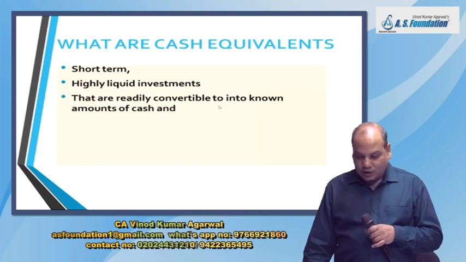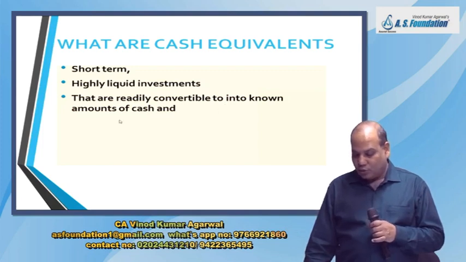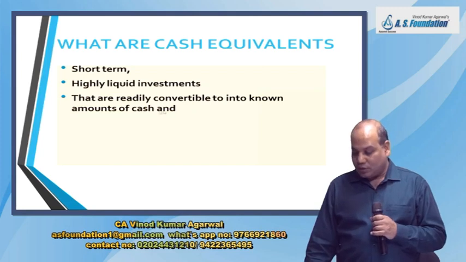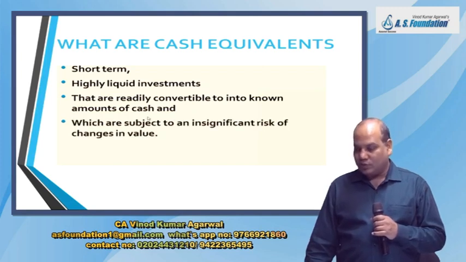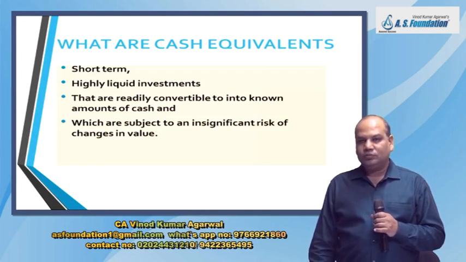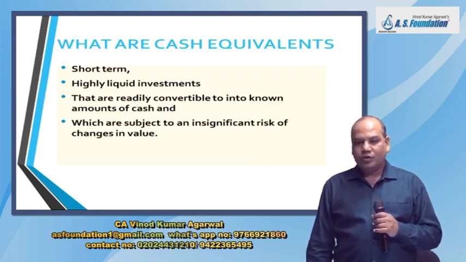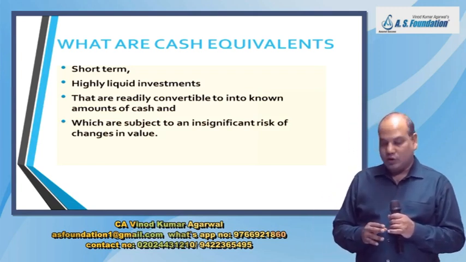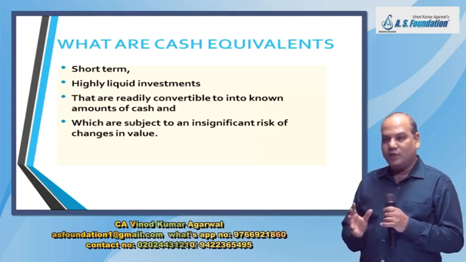Third feature is that they are readily convertible into known amount of cash. Readily means easily. Point number 2 and 3 are same. Highly liquid means readily convertible into known amount of cash. What is known amount of cash? There is no loss or there is no risk of loss. Even if there is a loss, it is an insignificant amount.